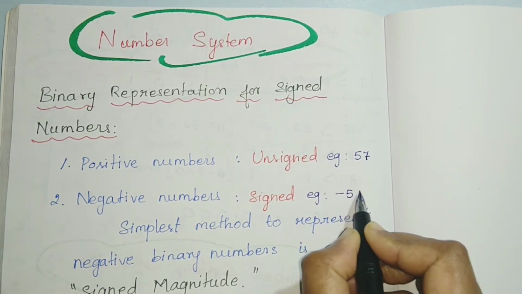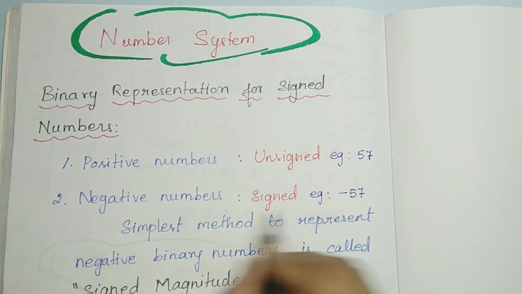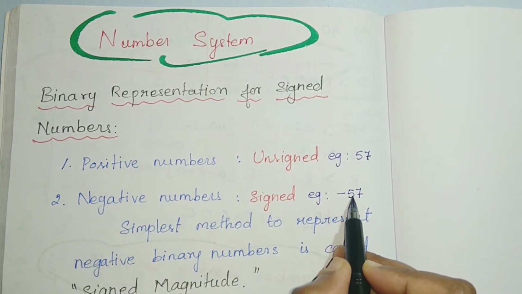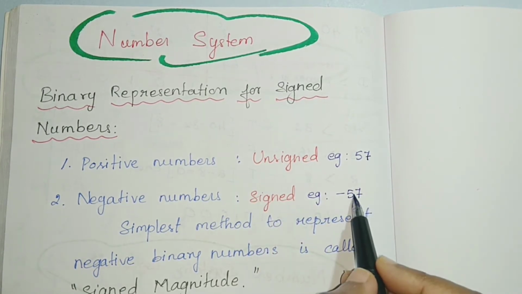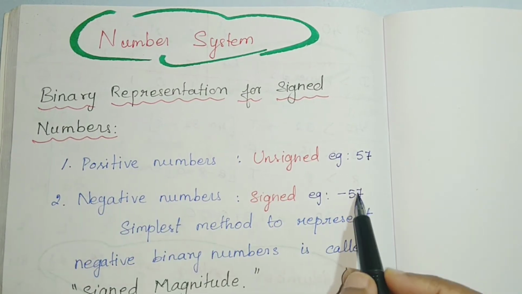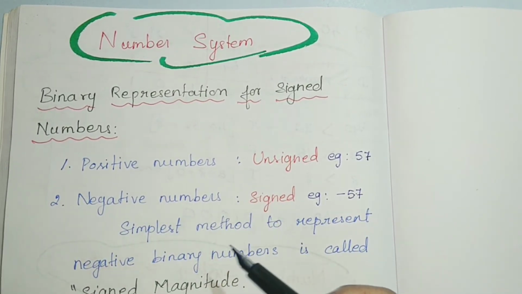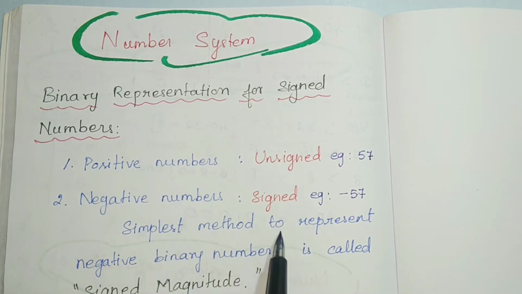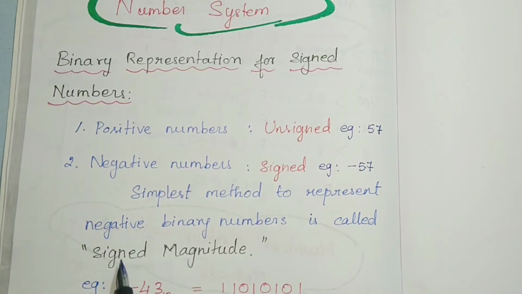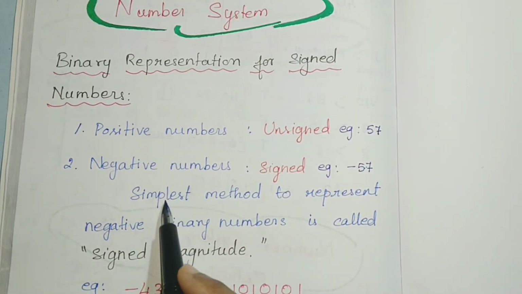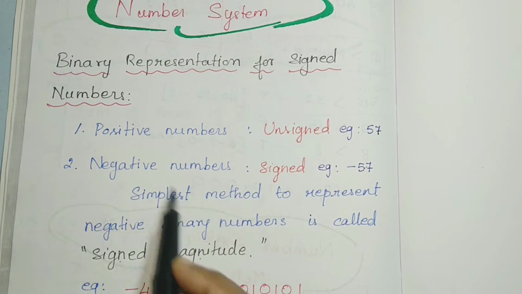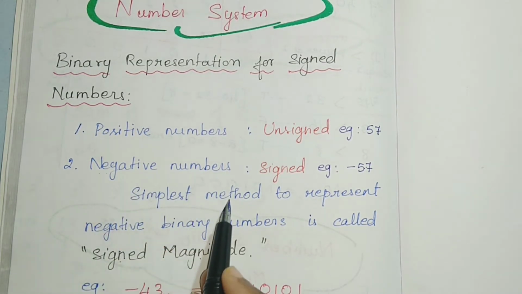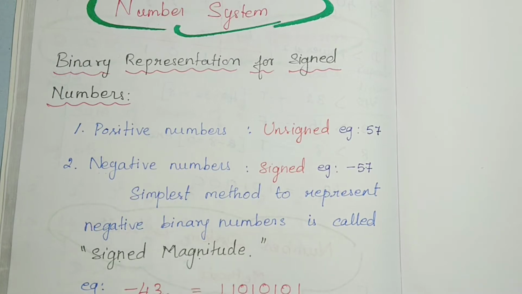But negative numbers we have to represent with a minus sign. That's why they are called signed numbers. Negative numbers are signed numbers. These numbers are decimal numbers. But for binary numbers, we have another way to represent negative numbers. The simplest method to represent negative binary numbers is called signed magnitude. In binary numbers, we never use a sign. There is no positive sign or negative sign. We use signed magnitude to represent negative numbers. So let's see the technique, how it works.